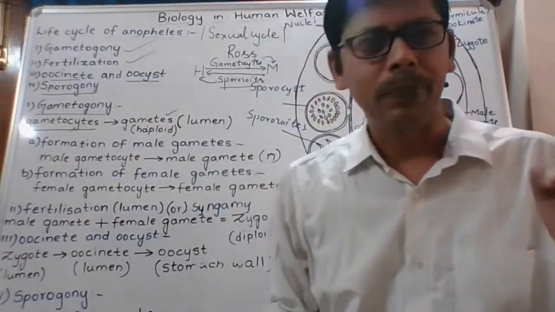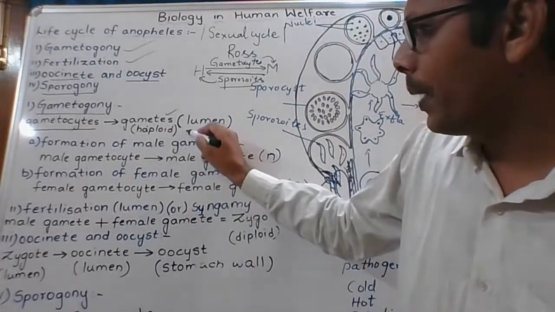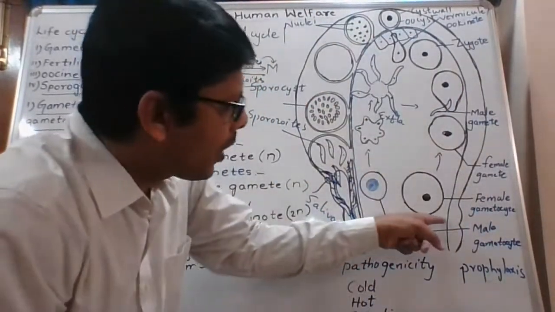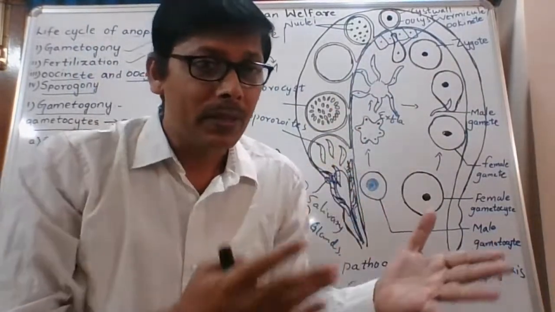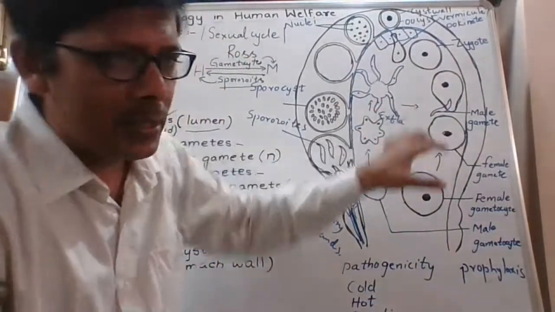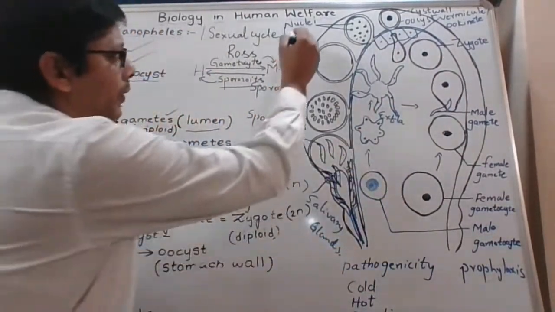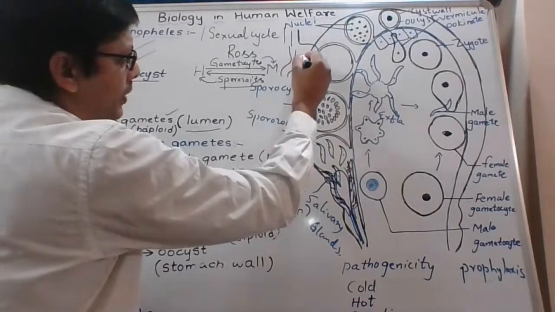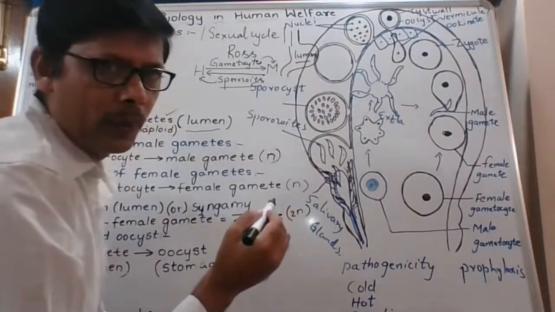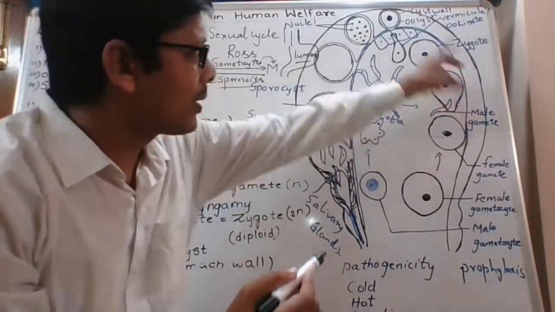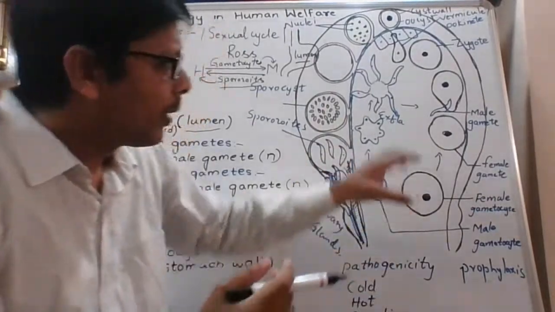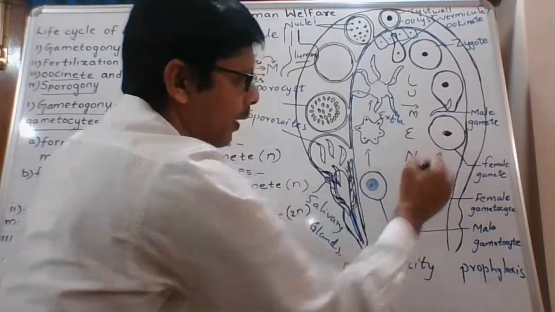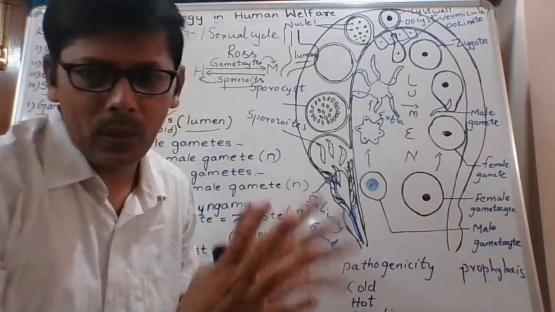Where does it take place? It takes place in the lumen of the crop. This is the crop. The crop of the mosquito is dissected, and inside the crop there is a space. For example, if you take our stomach, inside our stomach there is a space. This space is called the lumen. Similarly, in the mosquito stomach, or we can say the crop, there is a space. All of this space is the lumen. In this lumen, all these changes take place.